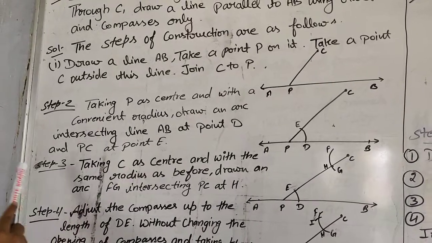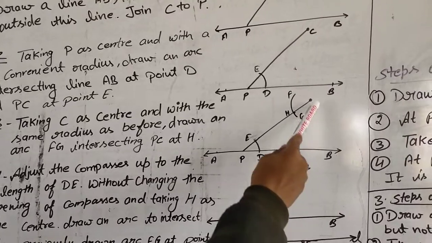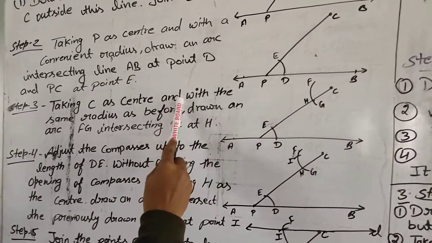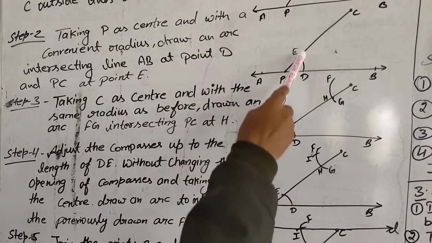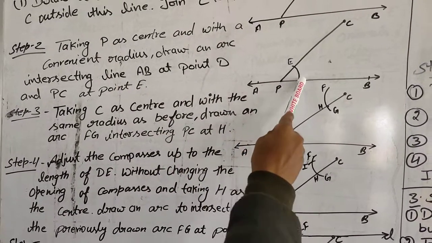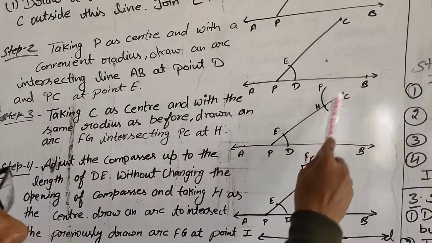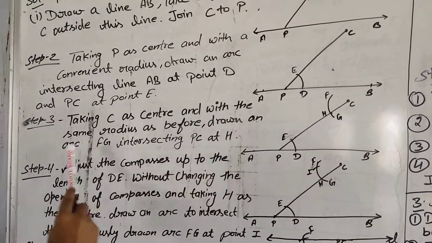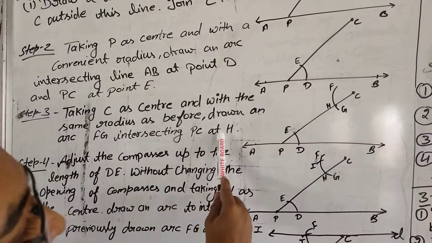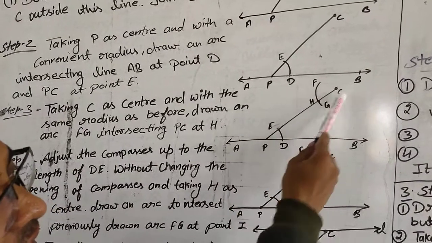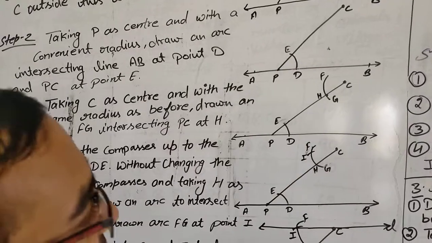Now step three: taking C as center and the same radius as in the second step, draw an arc FG intersecting PC at H.